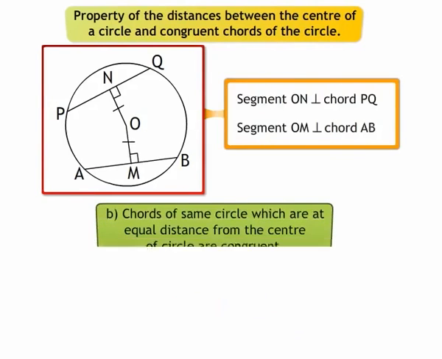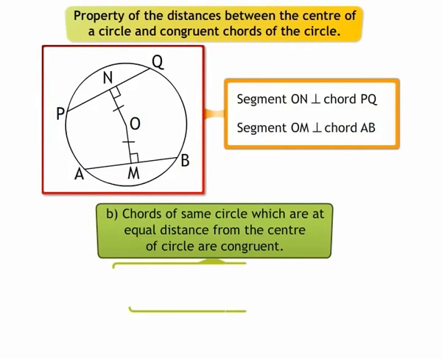B. Chords of the same circle which are at equal distance from the center of the circle are congruent. In this figure, if length of segment OM is equal to length of segment ON, then chord AB is congruent to chord PQ.